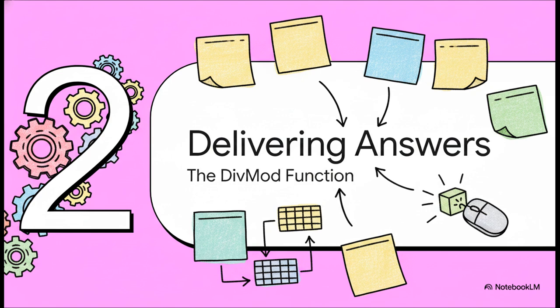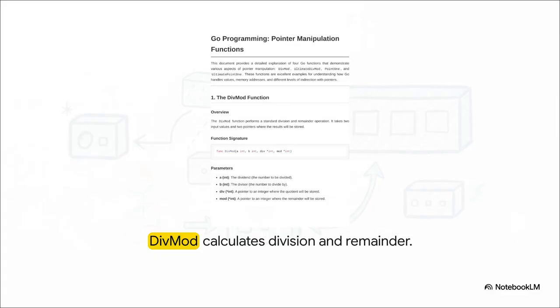Moving on to section 2, delivering answers with the divmod function. Let's see these sticky notes in action. Let's look at a real Go function from our source material called divmod. This function has a specific job: perform a standard division and figure out the remainder.